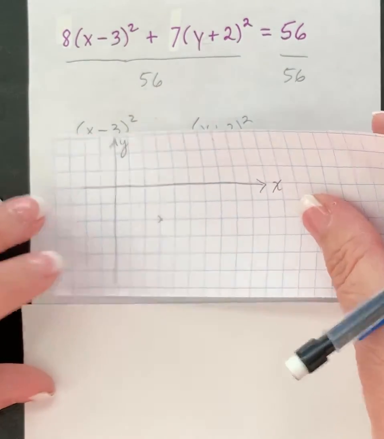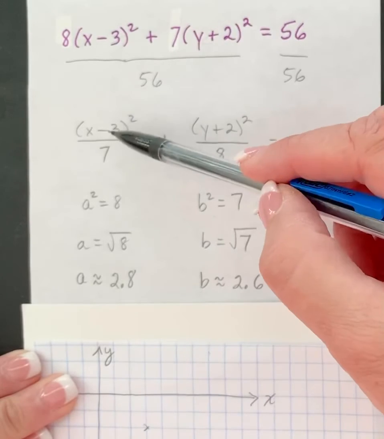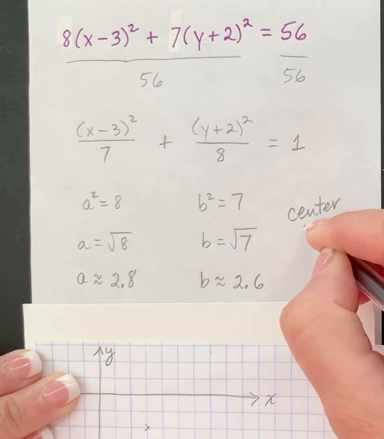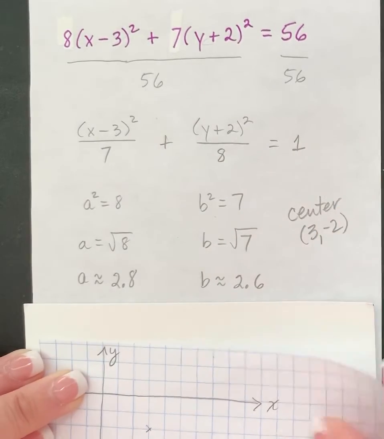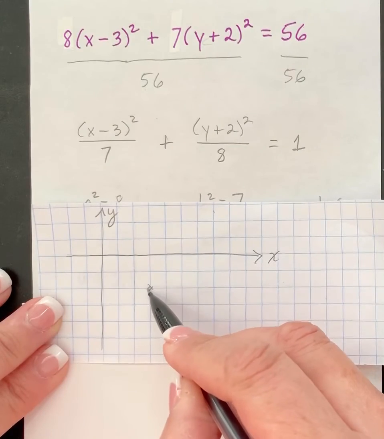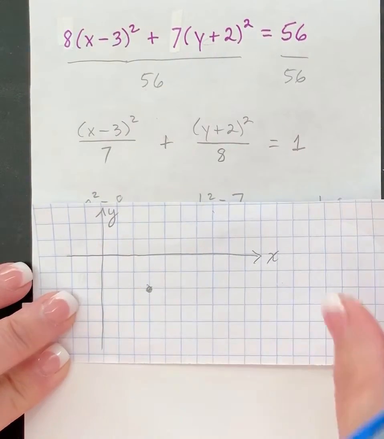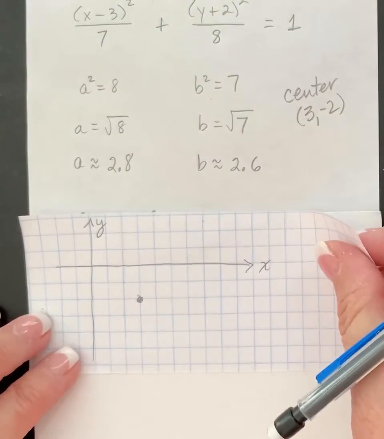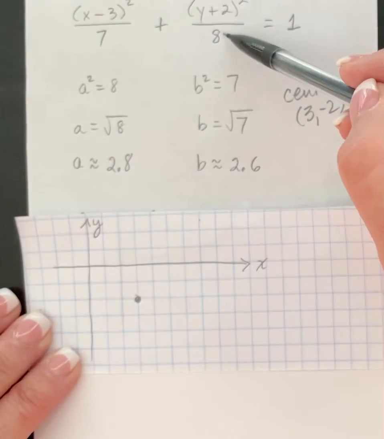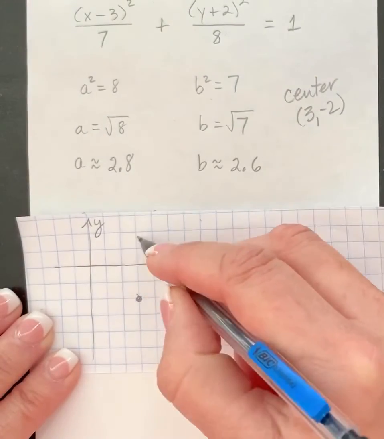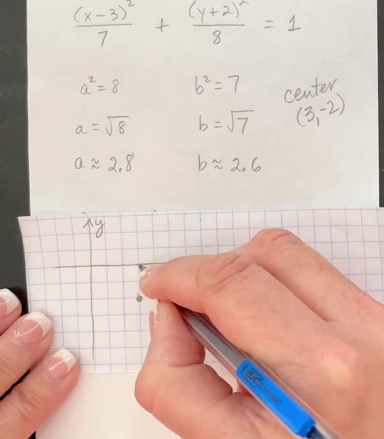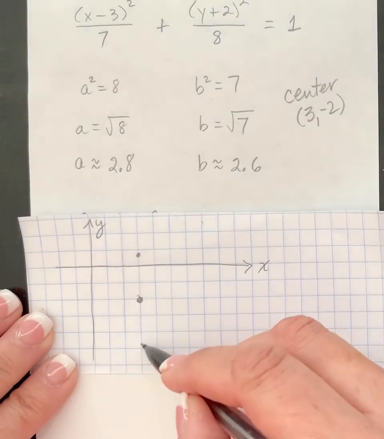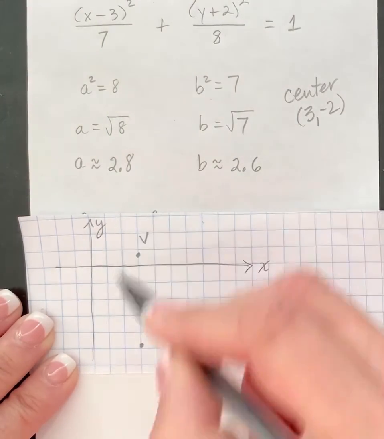Okay, so if we go to the center, which is going to be positive 3, negative 2. All right, so that would be about here. Well, it would be there. Okay, so the a value was approximately 2.8, so almost 3. Remember, a is with y this time, so that's a vertical thing, so you would go up 2.8. So 1, 2, not quite 3. We're close to it. And down 2.8. 1, 2, 2.8. Okay, so those would be vertices.